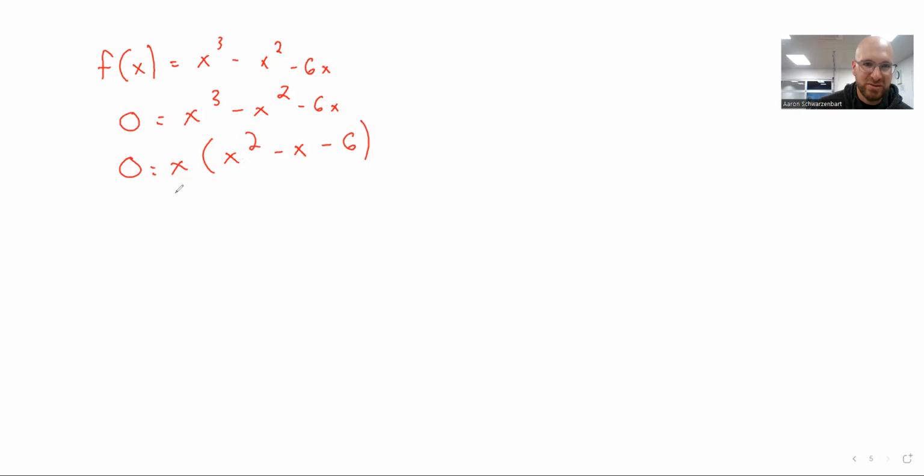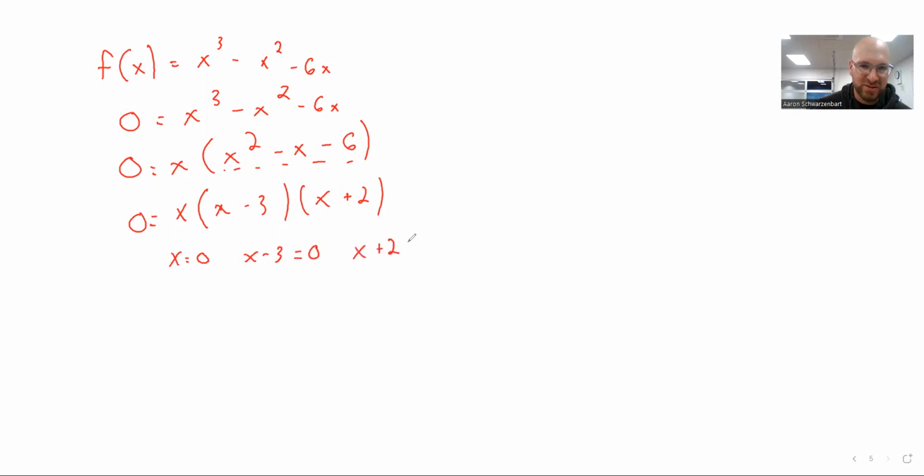Now I could use the quadratic formula to find this part, but I can also factor it. And things that multiply to -6 and add to -1 are -3 and +2. Now to get my solutions, remember that 0 times anything is 0. So any of these terms can equal 0, and the whole thing will equal 0 when any of them equal 0. So I'll have 3 solutions here.